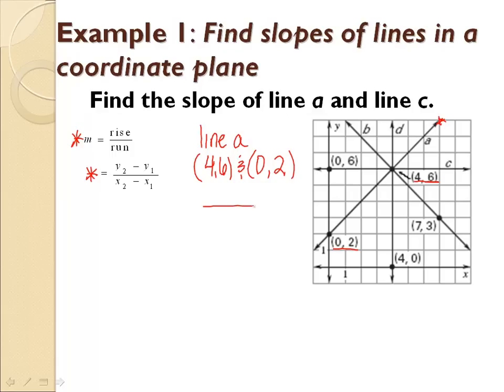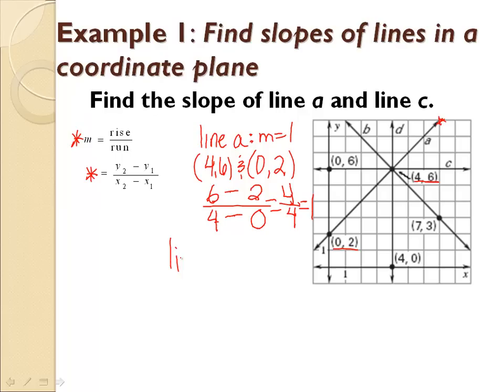So I'm going to start by drawing my fraction bar and my minus signs. The way I do slope is I say a point, I put the x in the bottom and the y right above it. So 4, 6, and then 0, 2. And then we just subtract straight across. 6 minus 2 is 4 over 4 minus 0 is 4. 4 divided by 4 is 1. So line A has a slope equal to 1.